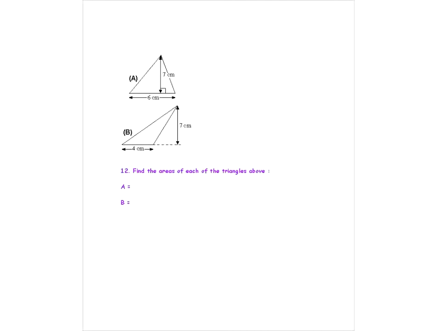So this question says find the area of the two triangles above. So for A, we know it's going to be 1/2 6 times 7. So 1/2 of 6 times 7, which is 42. Half of 42 is going to give us 21.